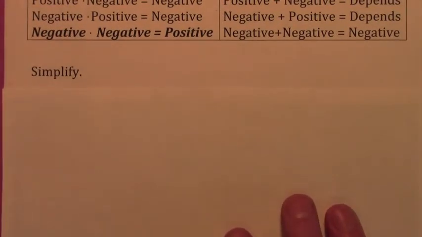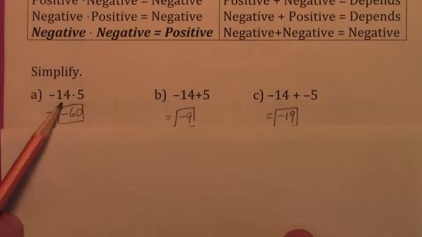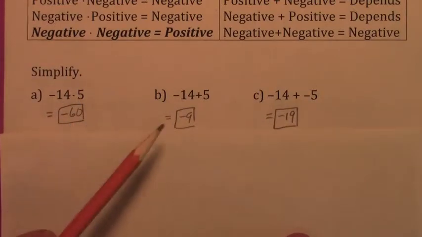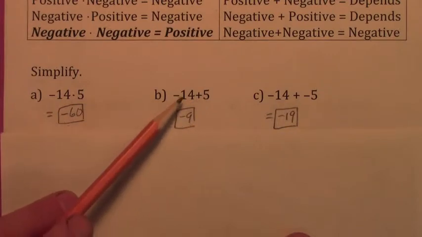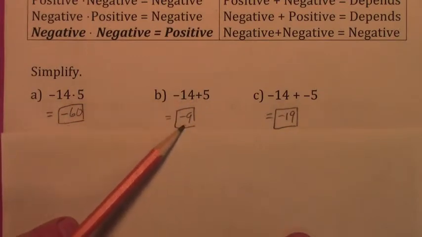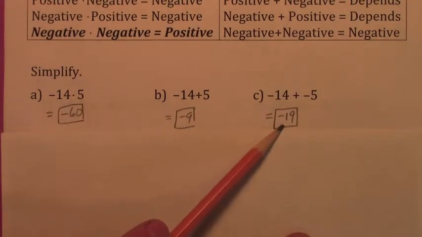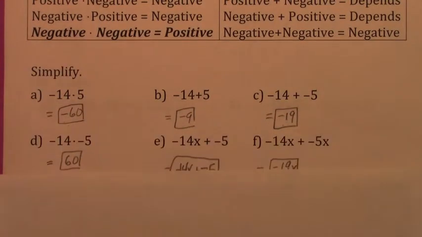Okay, here we go. On this first one, you're multiplying negative 14 times 5. You're going to get a negative number, negative 60. When you add negative 14 plus 5, since the bigger one's negative, you get negative 9. When you add negative 14 plus negative 5, it becomes more negative, right? On the next ones, what is negative 14 times negative 5? When you multiply two negatives, it's positive. In this case, positive 60.